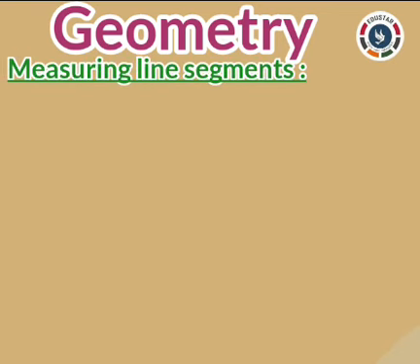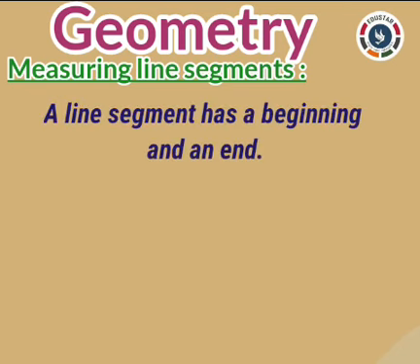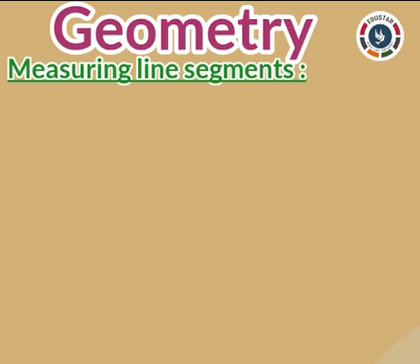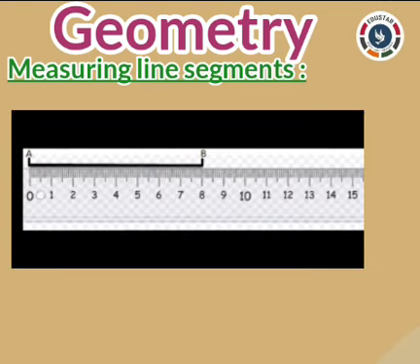Now let us know how to measure the line segments. We know already a line segment has a beginning and an end. Now you have to measure the length of the line segment AB. Now take a 15 cm ruler. Place it such that its zero mark is at one end A of the line segment. Read the ruler mark at the other end B of the line segment. Now you can find the measurement, that is AB is equal to 8 centimeters.